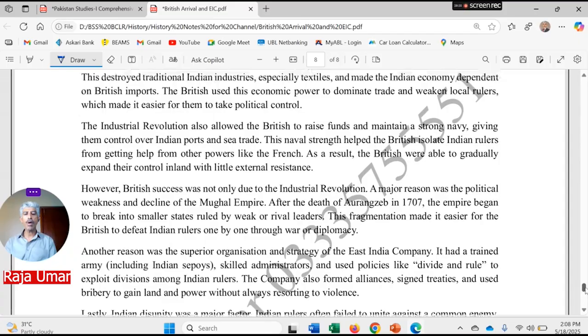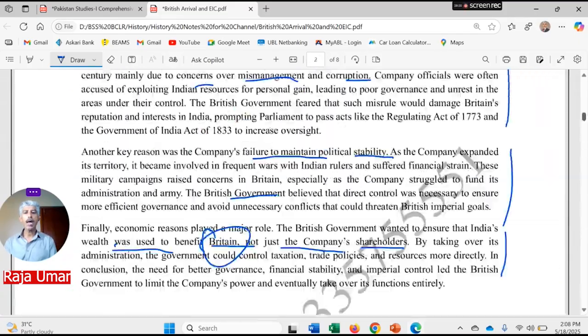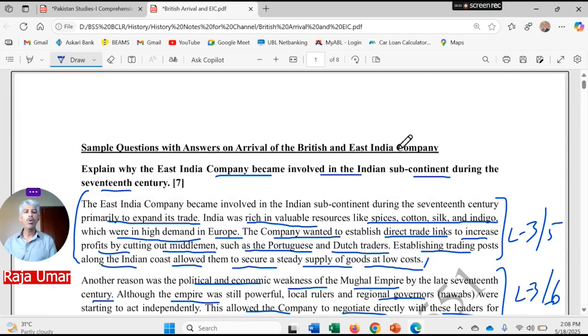So this is all from my side, and we have done with the arrival of the British and the role of the East India Company in the affairs of the subcontinent.